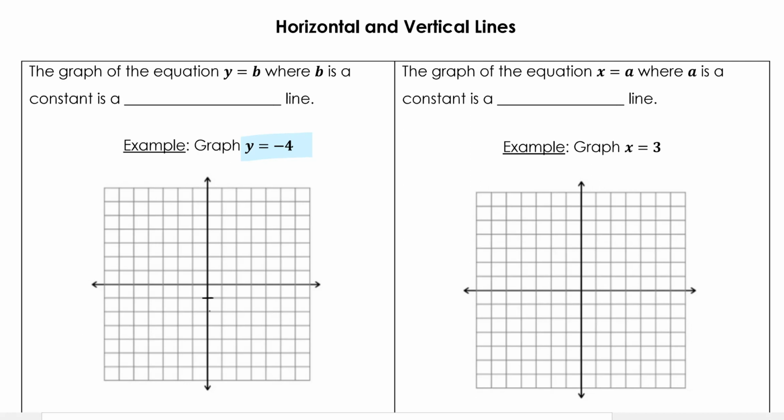It means that at all points in the graph, y equals -4. So if I count down to -4 on my y-axis here, y equals -4 at x equals 0, and x equals 1, and x equals 2, and so on. Every single point on the graph has a y value of -4. So this is what our graph would look like. What kind of line is this? Horizontal.